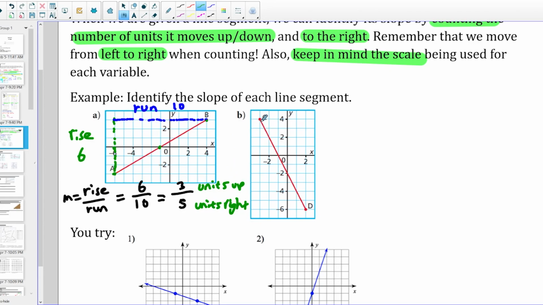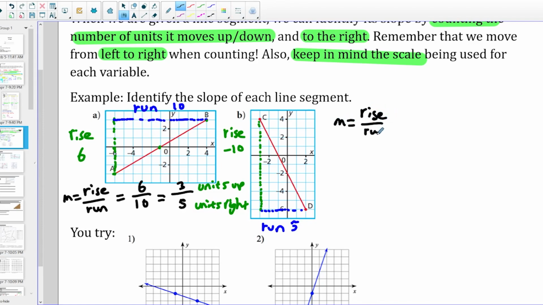In this next example, we're going to take a look again at our rise compared to our run. So we're going to try to go from C to D. Remember, we're moving from left to right. So left to right, our slope is going down. So we are going to go down 1, 2, 3, 4, 5, 6, 7, 8, 9, 10 units down. So our rise in this case is going to be equal to negative 10. Remember, it's a negative because we are moving down from left to right. If we're looking at the run, we are moving across 5 units to the right.